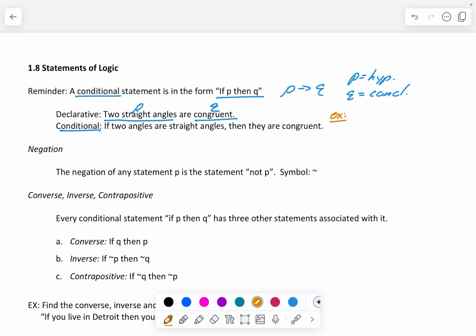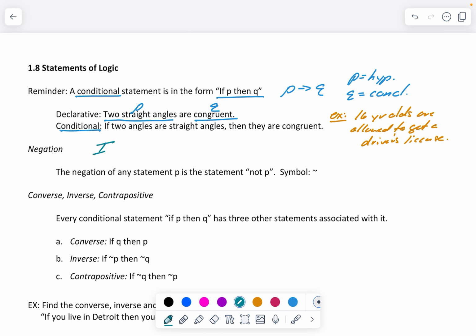And that is, 16-year-olds are allowed to get a driver's license. So let's write that as a conditional statement. You try it at home and then pause it, and then we'll go over it together now.